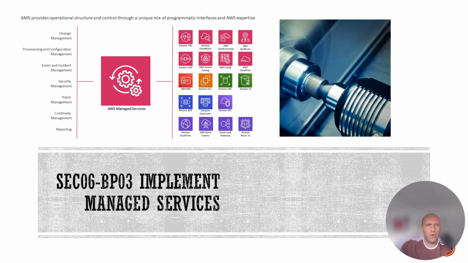Lambda runs code on a highly available compute infrastructure and performs all of the administration of the underlying platform, including server and operating system maintenance, capacity provisioning, automatic scaling, patching, code monitoring, and logging. With Lambda, you can just upload your code and configure when to invoke it. Lambda takes care of everything else required to run your code with high availability.